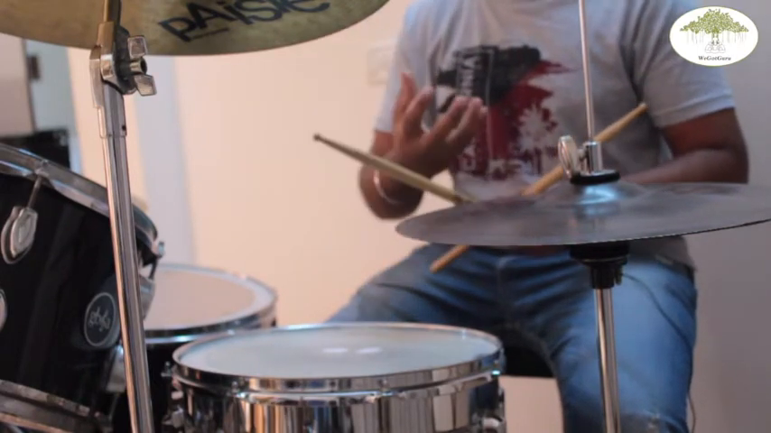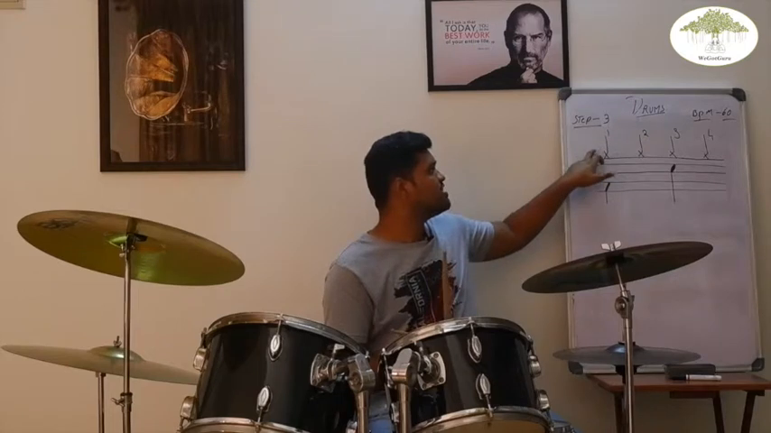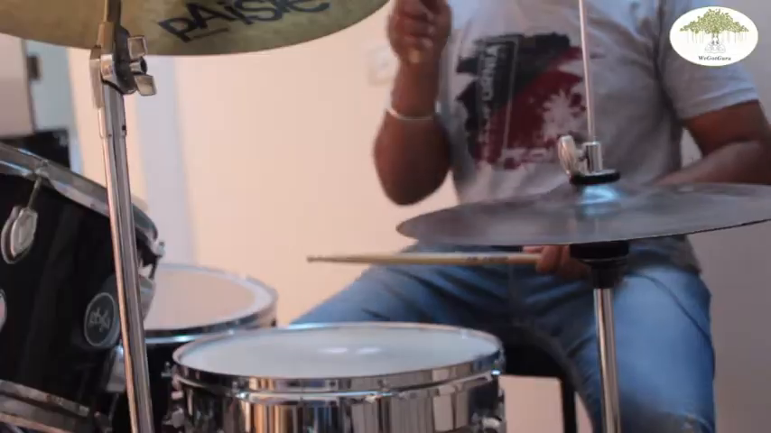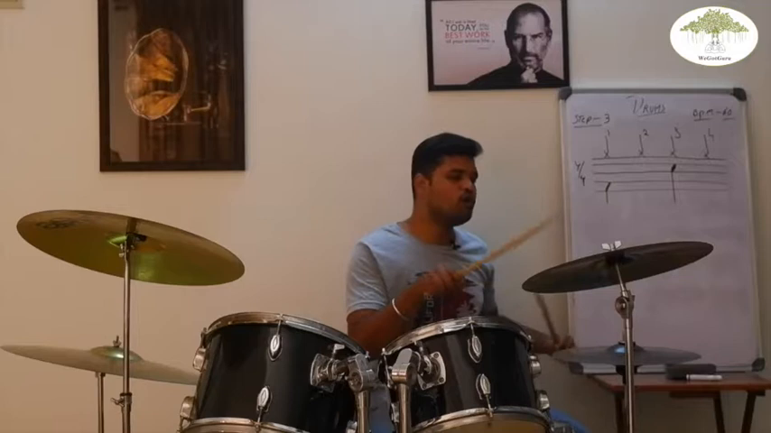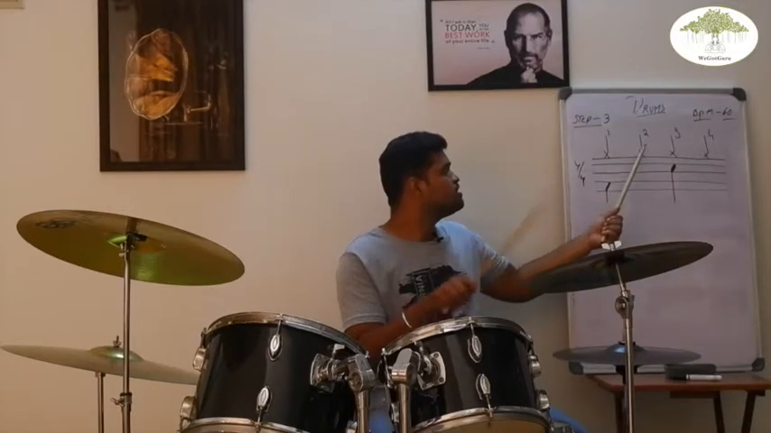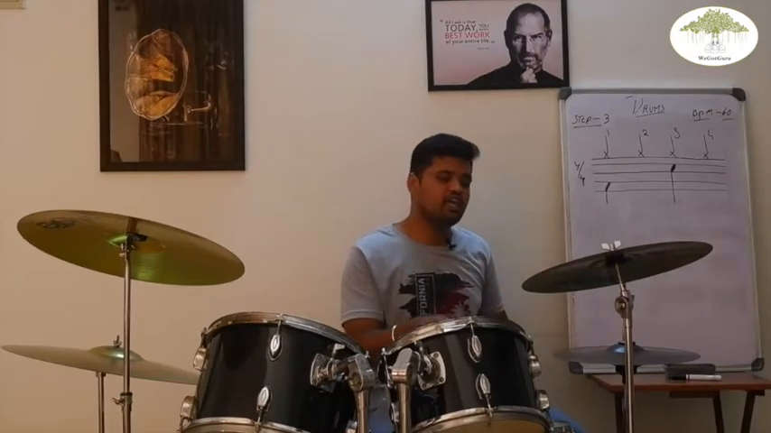Once you get the ease of this groove, then we try improvising on it. As this is in crotchets, now I am converting these crotchet hi-hats to quaver hi-hats. Like 1 and 2 and 3 and 4 and, only the quavers.